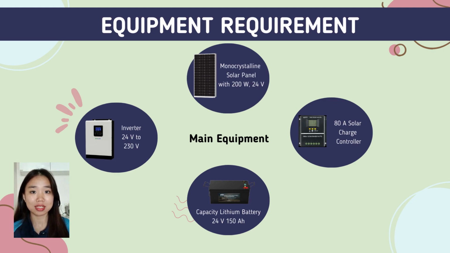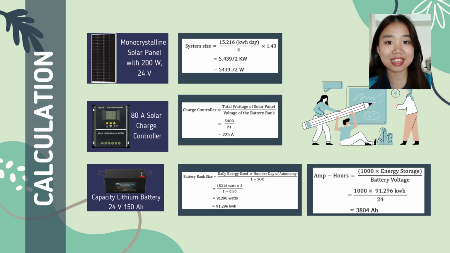The photovoltaic power system consists of 4 main components, which are the monocrystalline solar panel with 200 watt and 24 volt, an 80 ampere solar charge controller, a lithium battery with 24 volt and 150 Ah capacity, and last but not least, an inverter with 24 volt to 230 volt output. Based on this equipment, some calculations have been made to find the right specification of each main equipment. This is the formula and calculation involved.